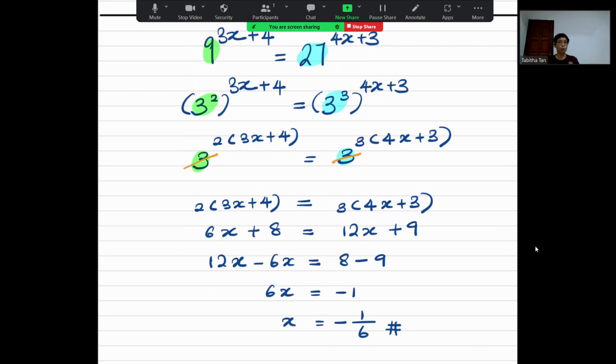Now, for both of the examples, we just compare their indices, and that leads us to expanding brackets if necessary, and collecting like terms, collecting all the unknowns to the left hand side, and then just applying the inverse operations, and the solutions will come out confidently, and to you it will mean full marks.